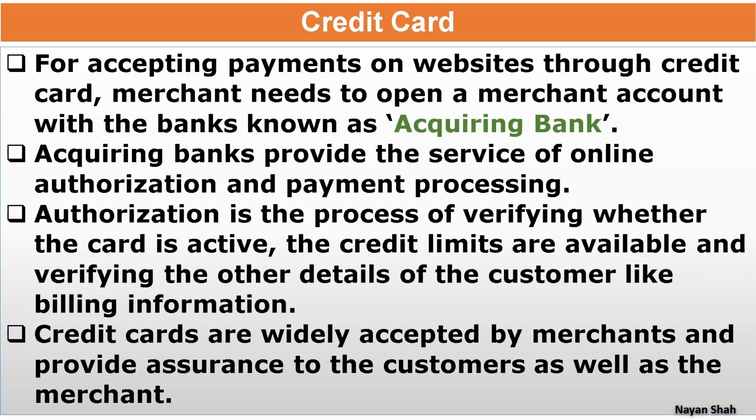The acquiring bank is nothing but the credit card provider, that is Visa and MasterCard. Acquiring banks provide the service of online authorization and payment processing. Authorization is the process of verifying whether the card is active, the credit limits are available, and verifying the other details of the customer like billing information. So during authorization, our credit card details will be checked: whether the card is valid, whether the amount which we are trying to spend is allowed, and everything. Credit cards are widely accepted by merchants and provide assurance to the customer as well as to the merchant.